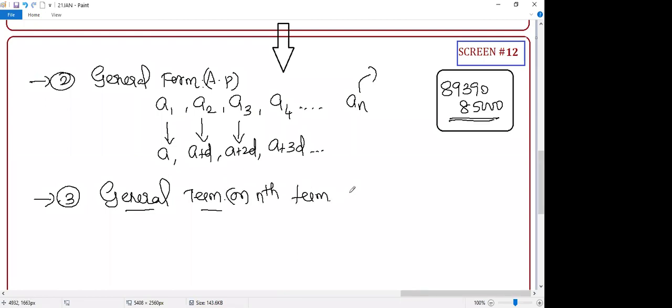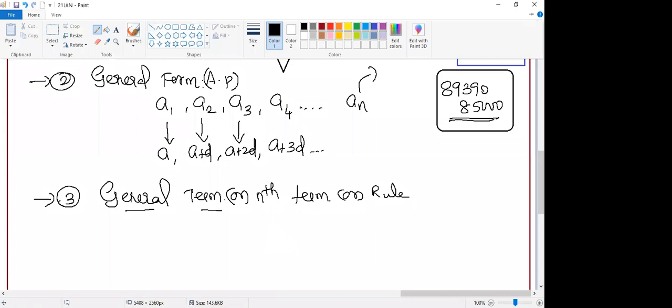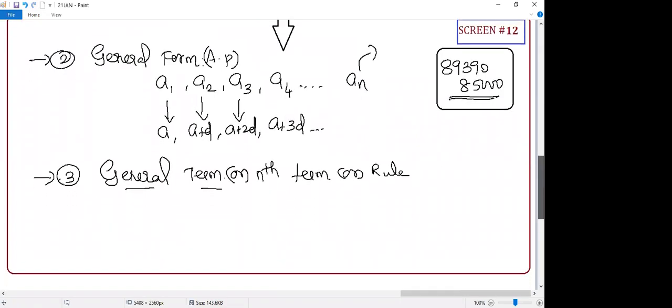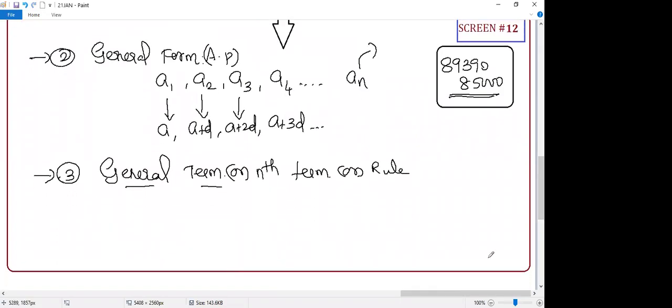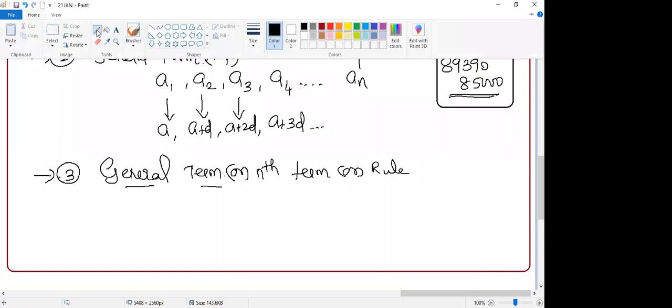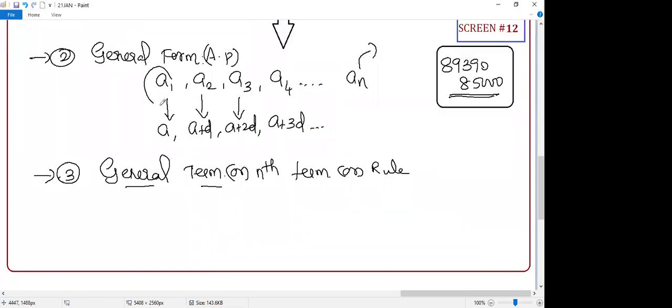So, you can say the rule. Clear or not? That's a rule, no? Correct. That is the rule. So you can say anything: the nth term is nothing but a rule also. Just to focus on this, guys. What did you notice? Your first term is A. Your second term is what? A plus D. Third term is what? A plus 2D. Clear?